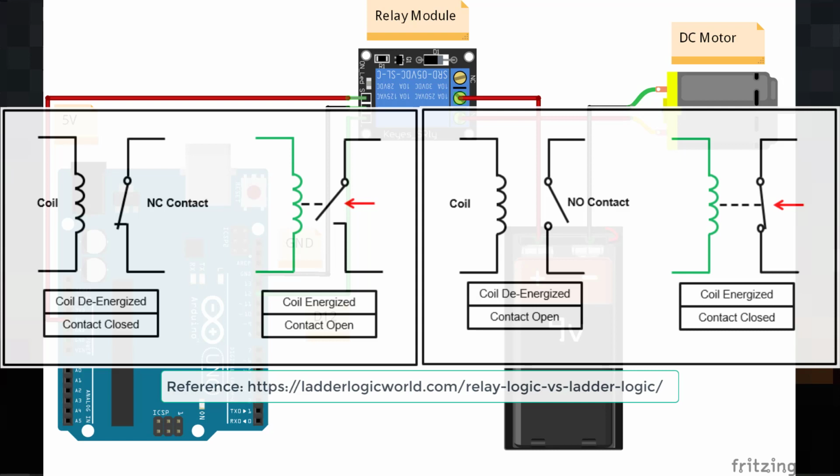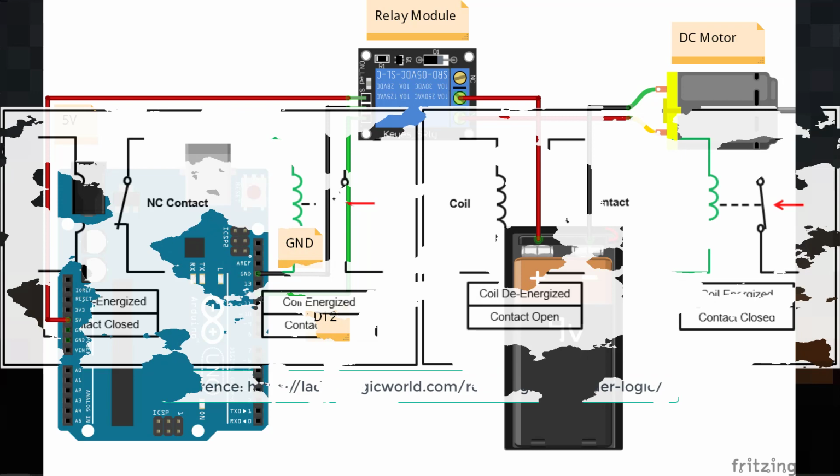And of course, common is the common terminal between each output. That is, it is connected to both normally open and normally closed terminals. In our circuit, we will be using the normally open connection and common, as I want the motor to be off until we drive the relay with the Arduino.